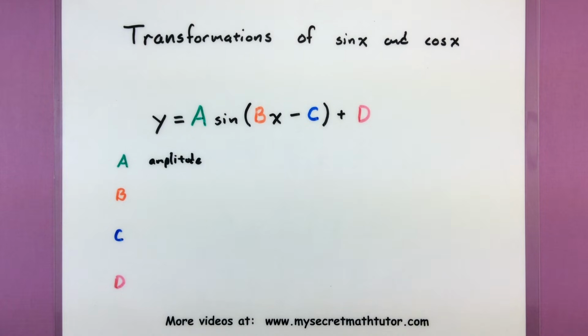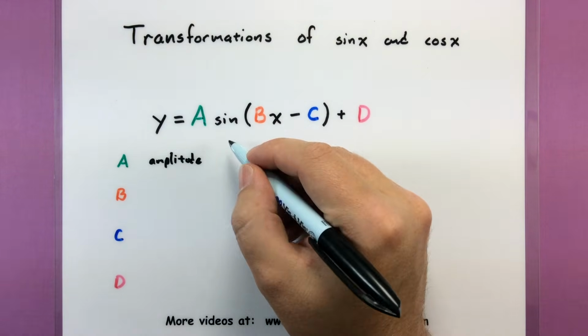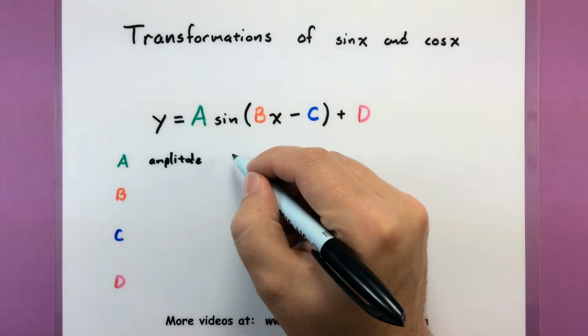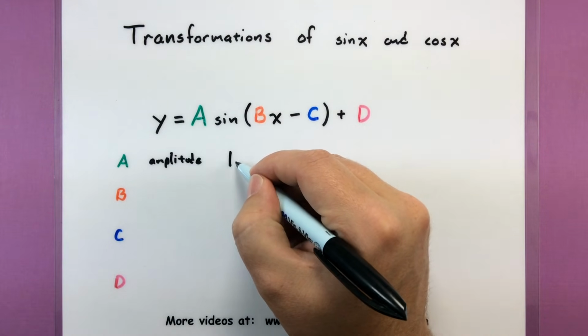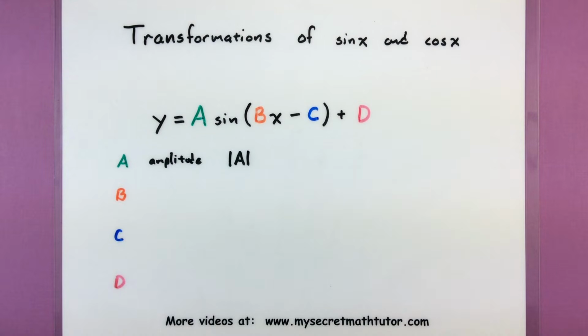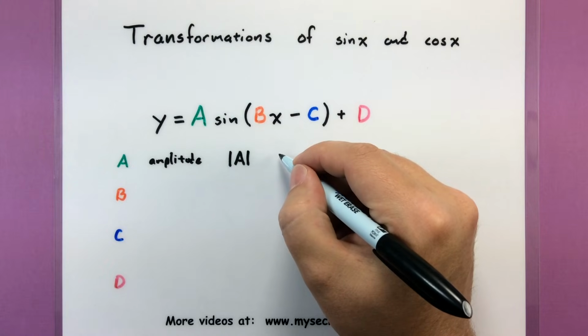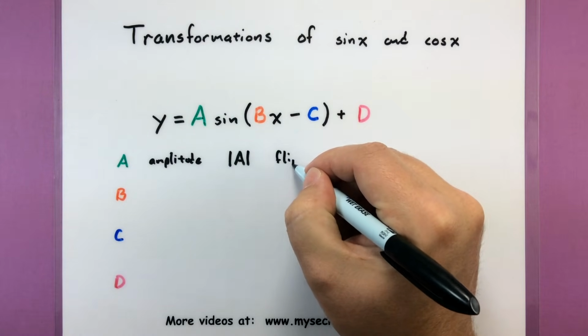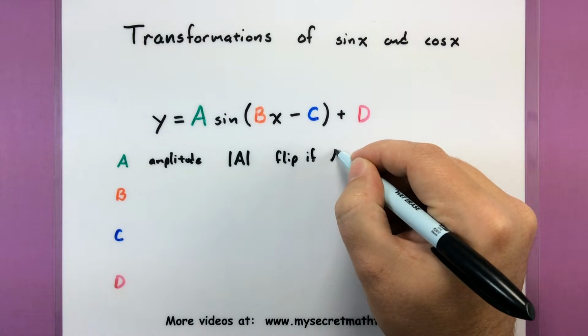Now, I'm not saying that a is the amplitude. Usually we think of the absolute value of a, that being the amplitude. Let's go ahead and just mark this as absolute value of a. Other information it gives us is whether we should flip our graph over the x-axis or not. So let's say flip if a is negative.